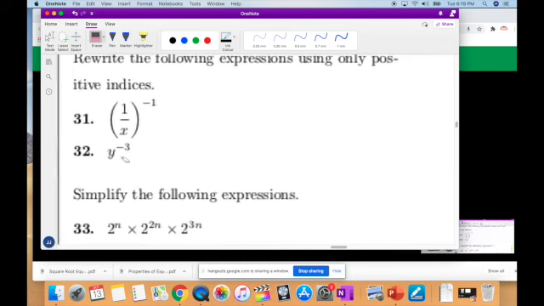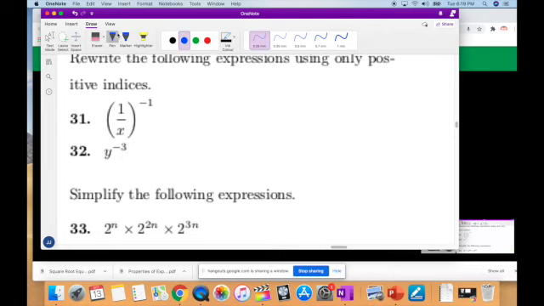So in this one here, number 31, there's a law of indices that tells me that this is 1 to the power of negative 1 all over x to the power of negative 1. So that's one law of indices that I use there to get from here to here. Now 1 to the power of negative 1 is just simply 1. 1 to any power is just 1, all over x to the negative 1.